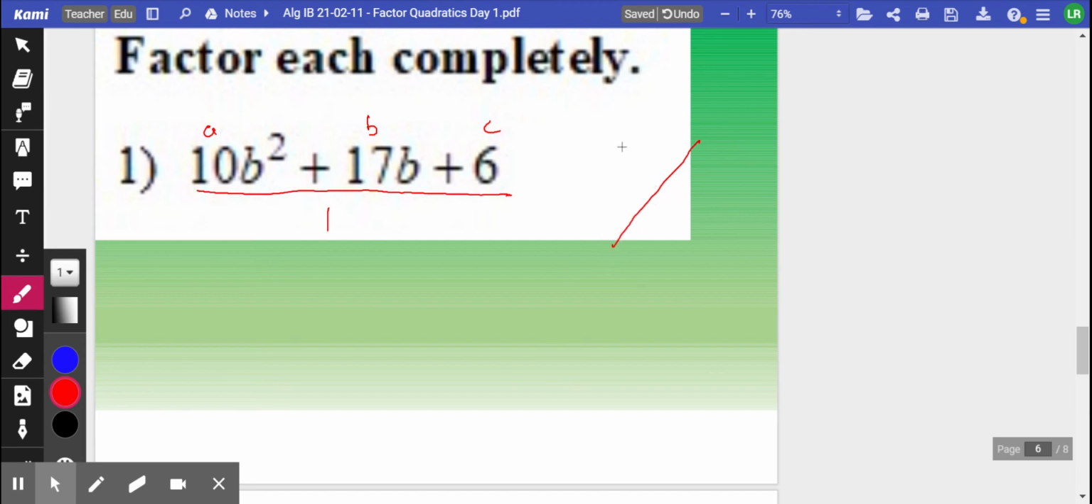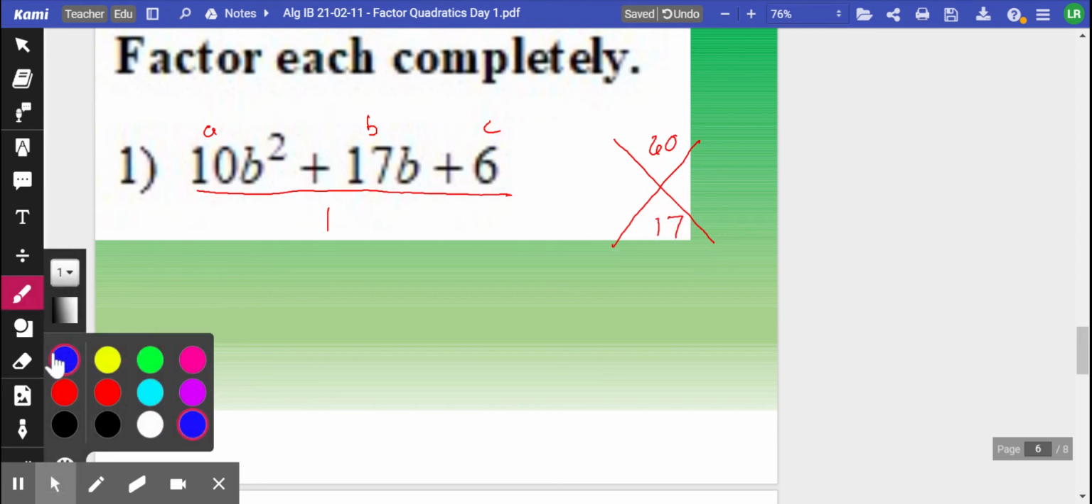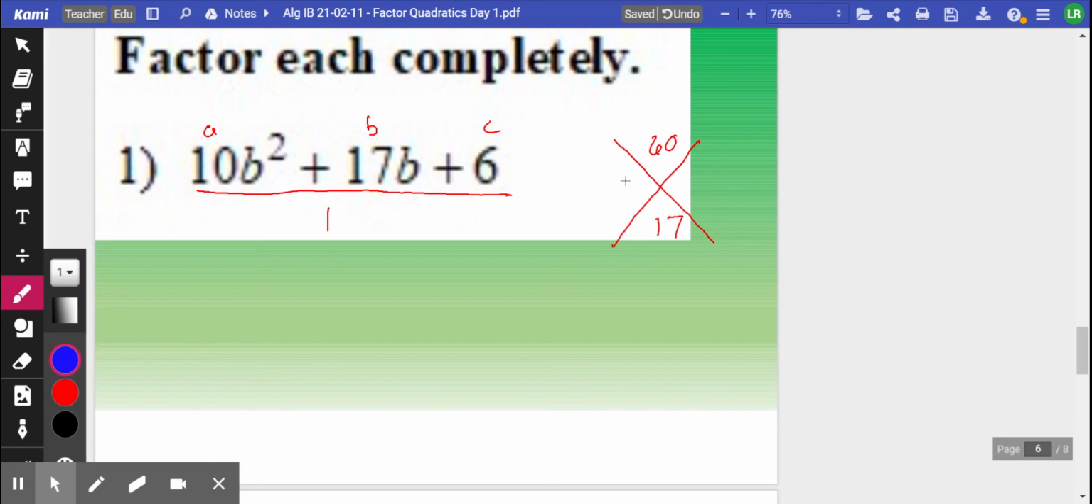Start your propeller. 10 times 6 is 60, and it adds up to be 17. So when I'm looking for my magic numbers, it ends up being 5 and 12. 5 times 12 is 60. 5 plus 12 is 17.